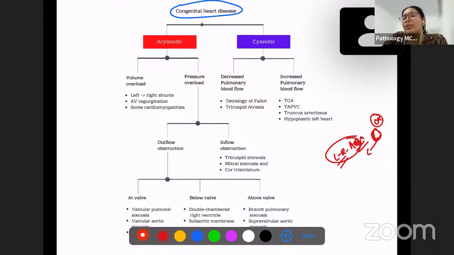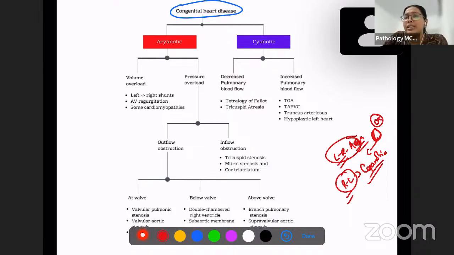All the left to right shunts are acyanotic, but right to left shunts are always going to be cyanotic, because there is no mixing of oxygenated blood in the case of right to left shunts. So that is an example.